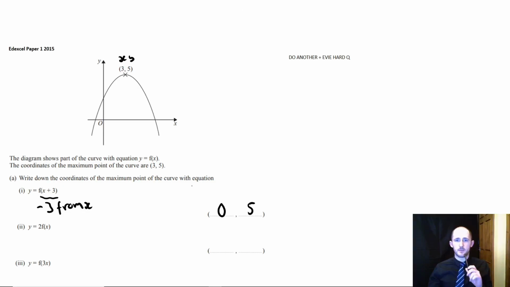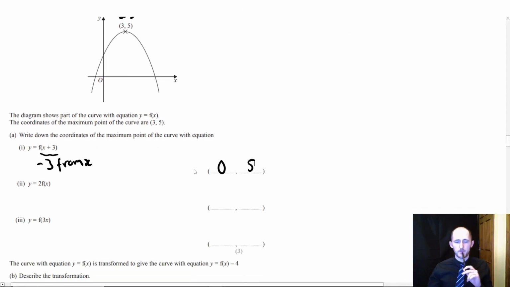So hopefully that's just a bit of a recap or a reminder. For the next part, it says 2f of x. So again, it's outside of the bracket, which means it affects y, and it does exactly what it says. So this is 2 times, and it affects y. So all we're going to do is multiply y by 2. So again, the x coordinate will stay identical, and the y coordinate will become 10.